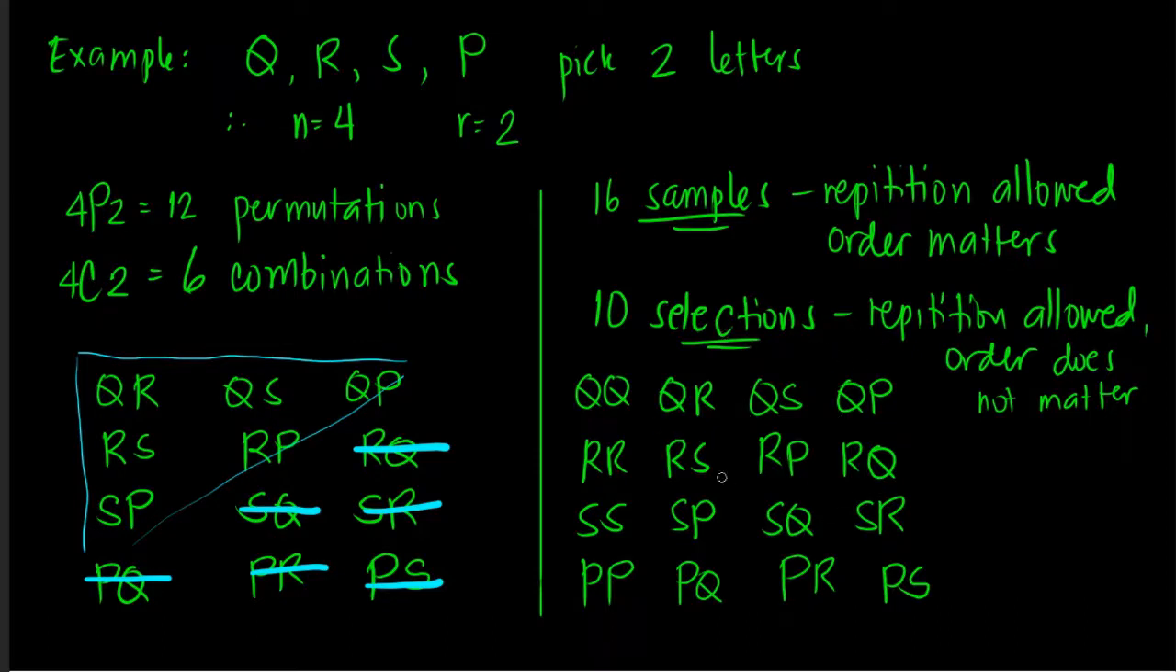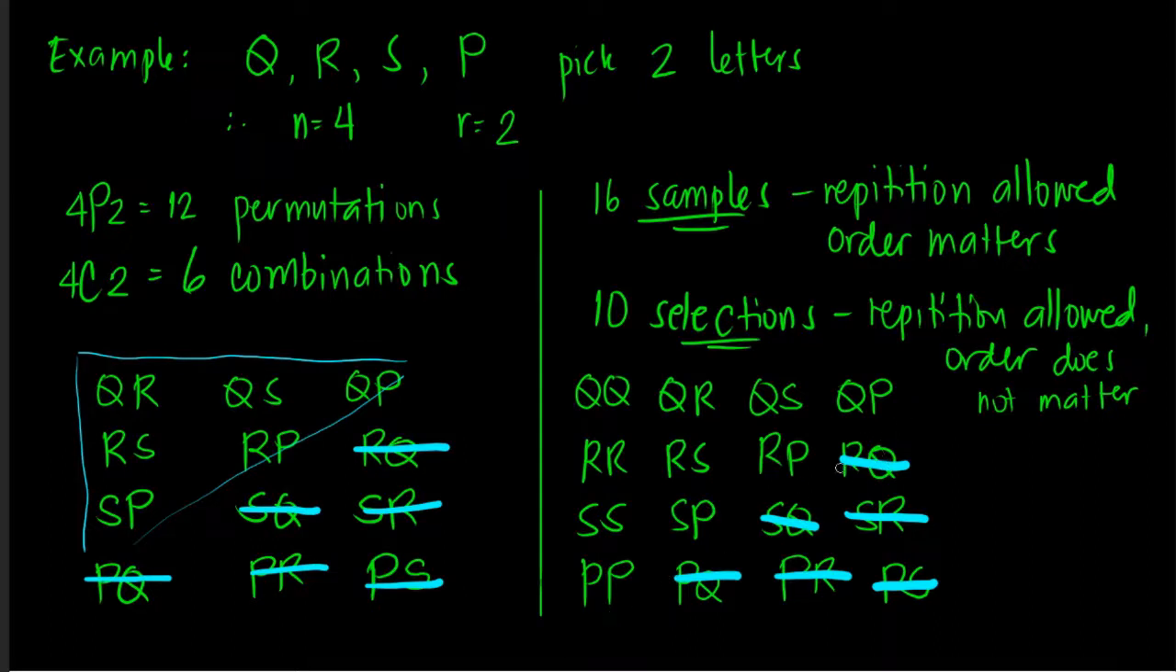Okay, let's look at this. PS will not be counted because of SP. For selection, PR is the same as RP, so it is not counted. SR is the same as RS. SQ is not counted, it is the same as QS. PP, well, we don't have PP. RQ is not counted because of this. So, for selections, we have 1, 2, 3, 4, 5, 6, 7, 8, 9, and 10.